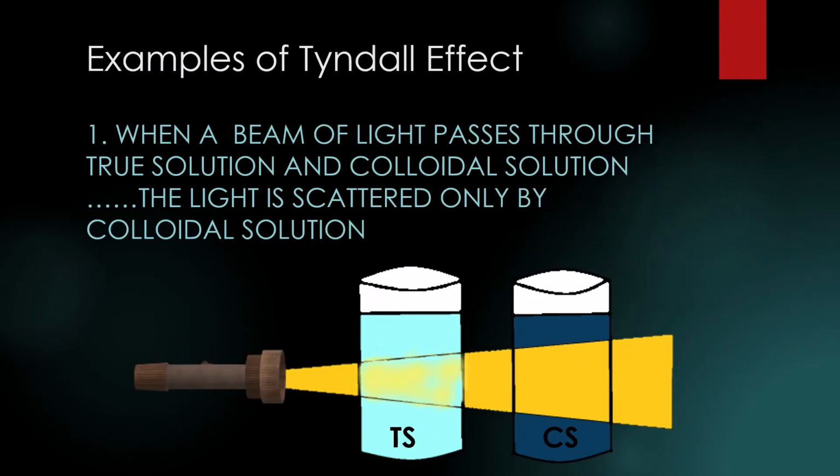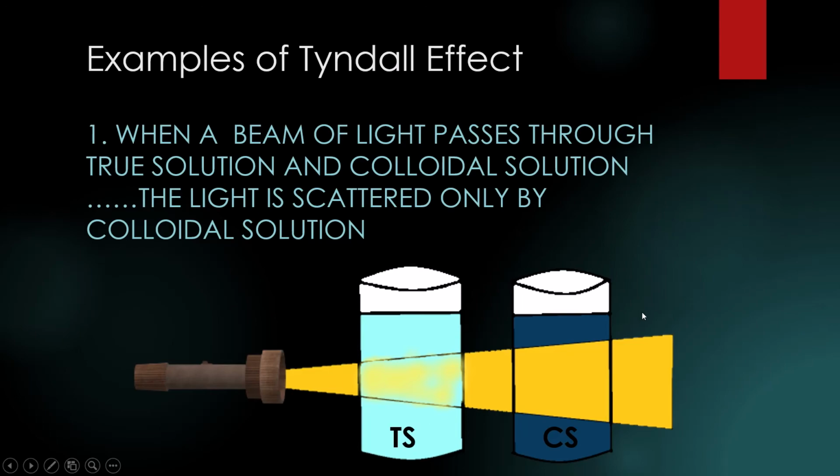The first example: two beakers or glasses are taken here. In one glass, let's see the letters TS, which stand for the true solution. In the second glass, it is written CS, that is for the colloidal solution. When a beam of light is focused with the help of a torch, look carefully, the scattering of light is only in the second beaker. The light is scattered here, and this phenomenon is called the Tyndall effect. The light is scattered in the colloidal solution only, it is not present in the true solution.